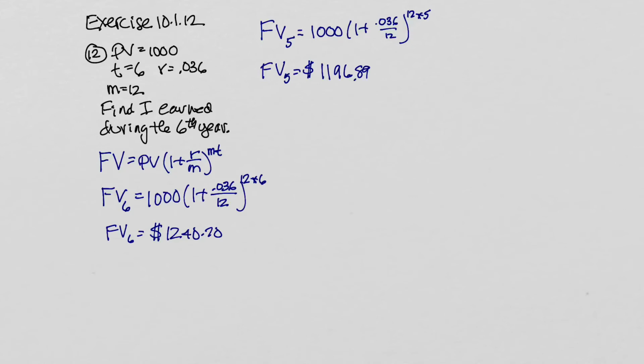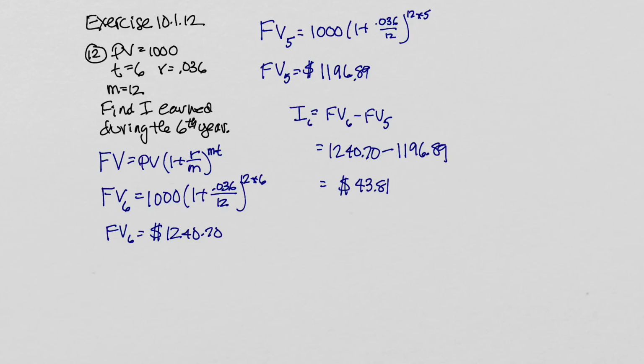1196.89. Then, to get the interest in that 6th year, that interest that we make in year 6, this is going to be the future value at the end of 6 years, minus the future value at the end of 5 years, and that's going to give us 1240.70 minus the one we just computed, 1196.89, and this comes out to $43.81.